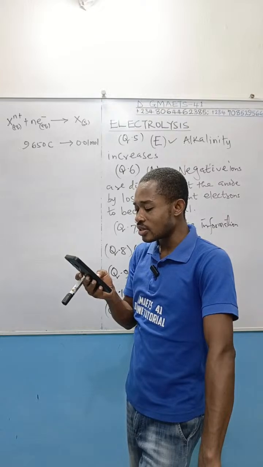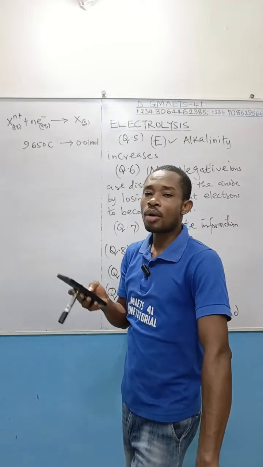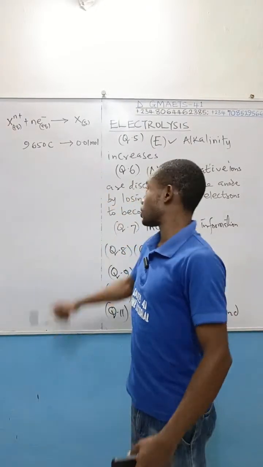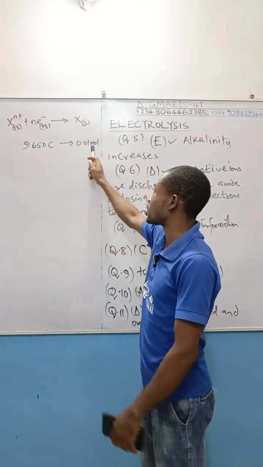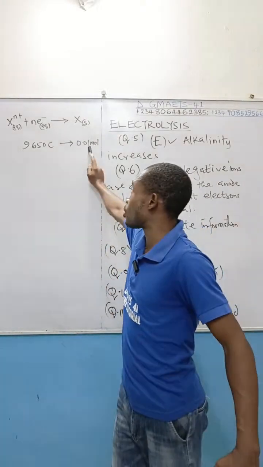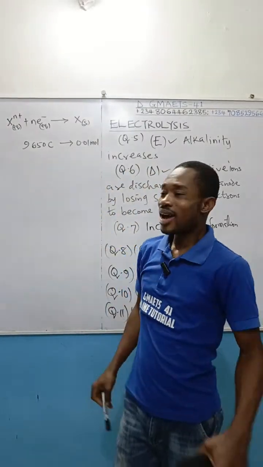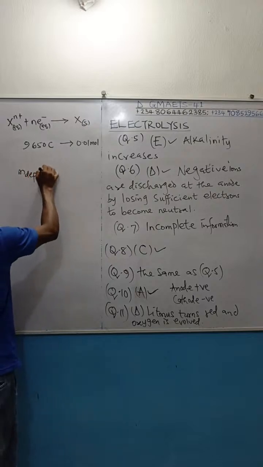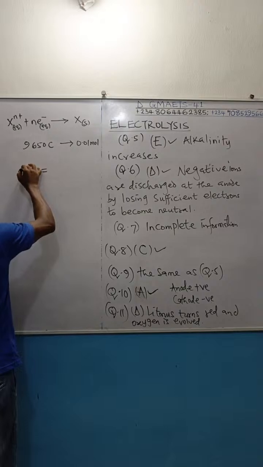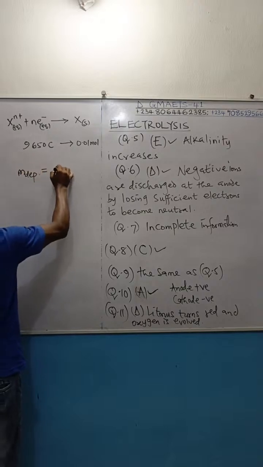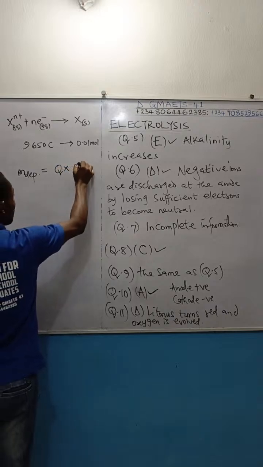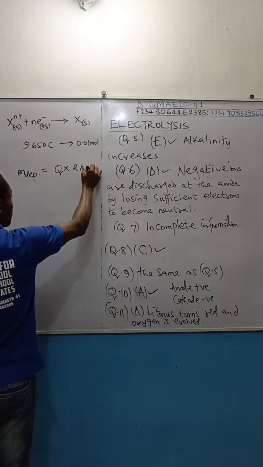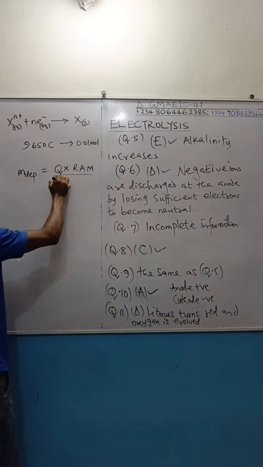Since 9,650 coulomb of electricity was passed to deposit this, this is the mass deposited. This mole has a relationship to number of moles. And I told you already that for problems like this, we have mass deposited equal to quantity of electricity times the relative atomic mass of that substance, which unfortunately in this case we are not given, then divided by number of Faradays.